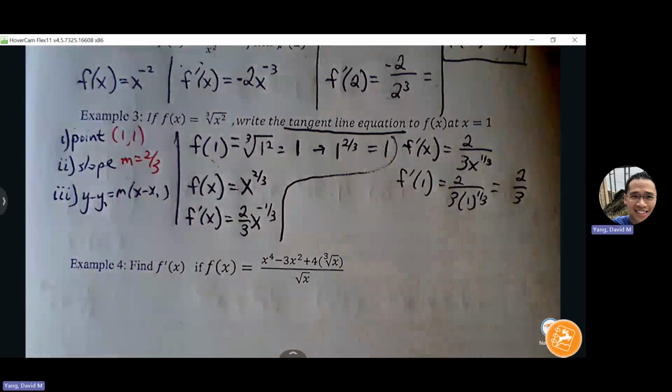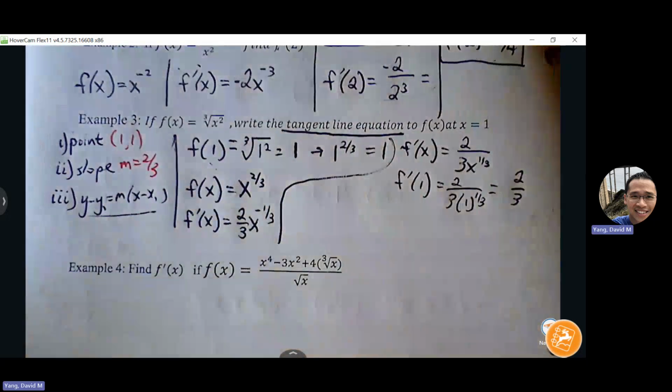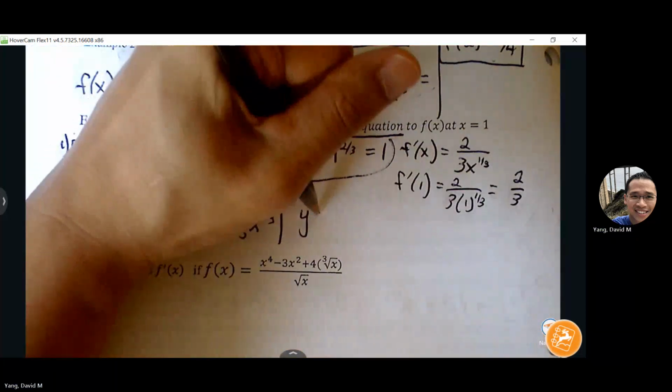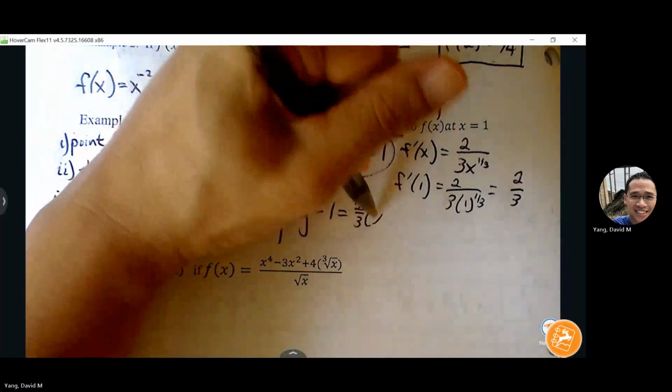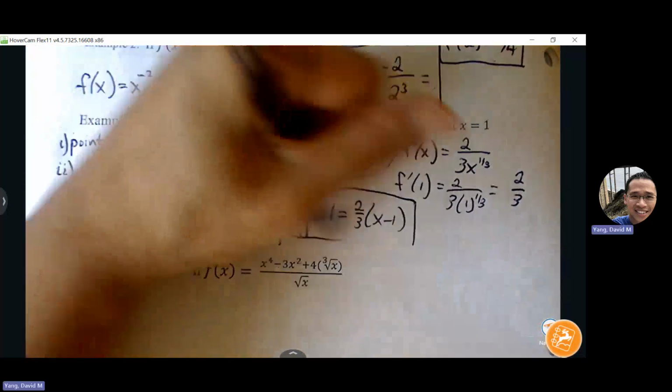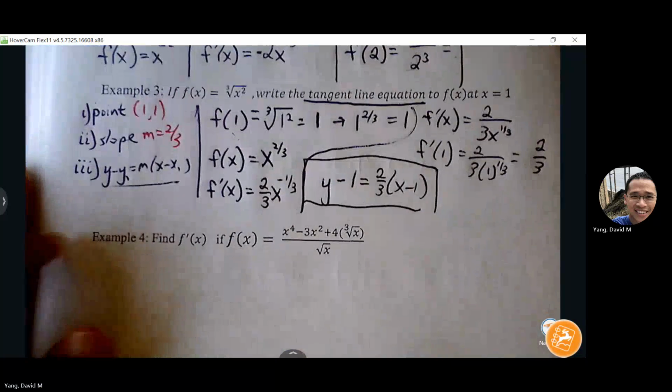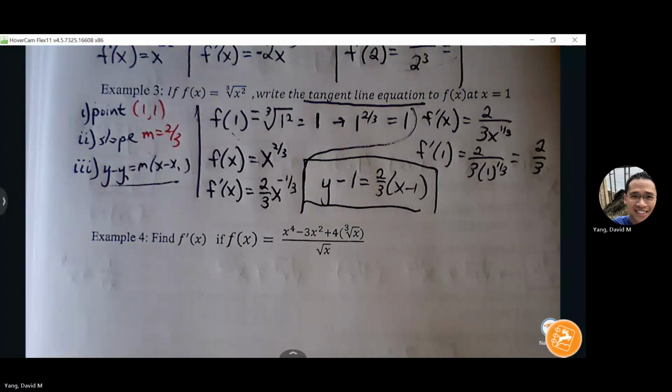Okay, so we have our ordered pair, we have our slope, and now we can put it into point slope form. So there's my tangent line equation. Your answer would be in point slope form. That's right. Answer is in point slope form.